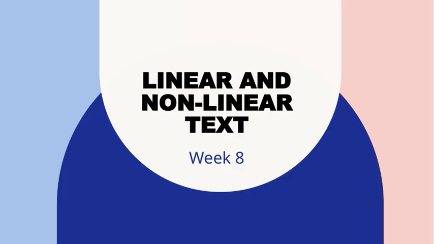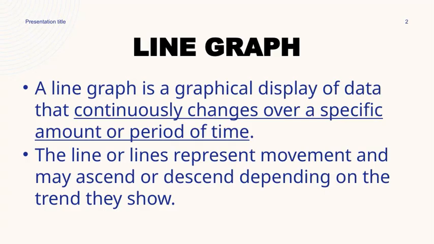Let's get started. A line graph is a really useful way to display data that changes over time or across categories. As you can see here, the lines on the graph represent the movement of the data points, which can go up or down depending on the trend we're observing. This visual makes it easier to spot patterns, whether things are increasing, decreasing, or staying stable. Understanding how to read these trends is key because it helps us make better decisions based on the data.